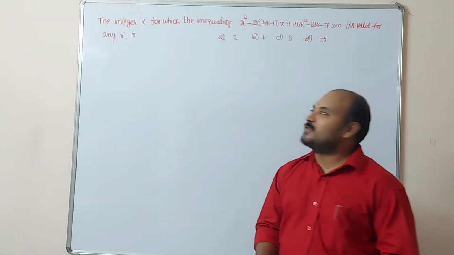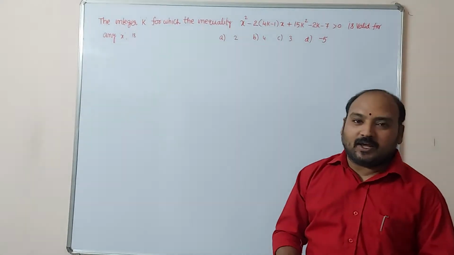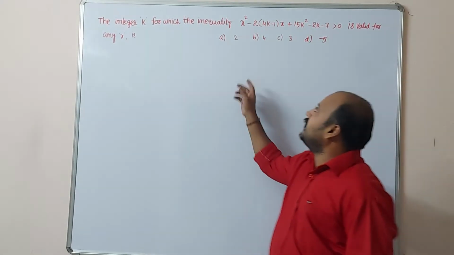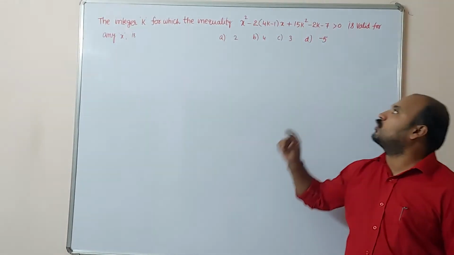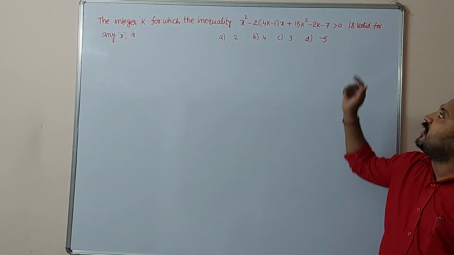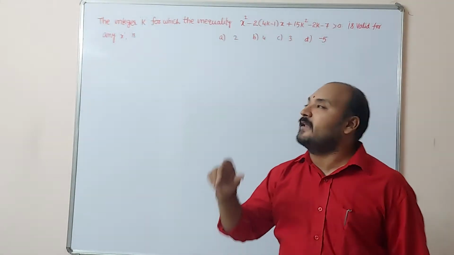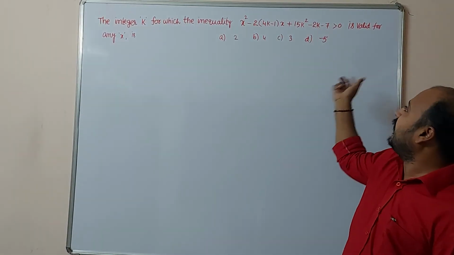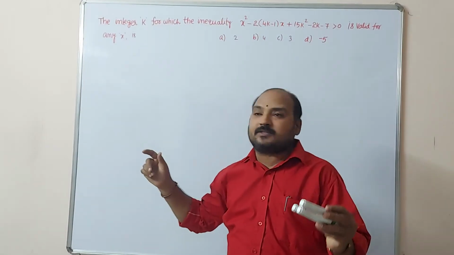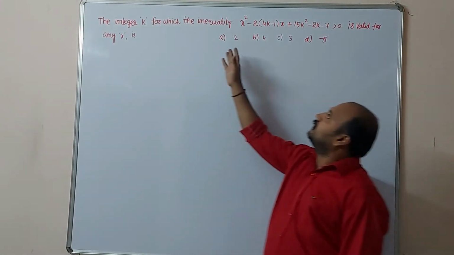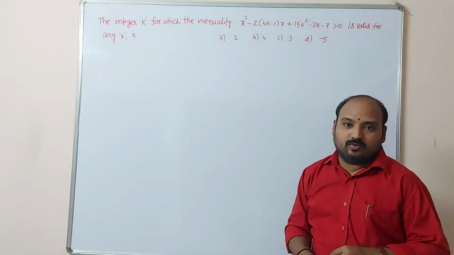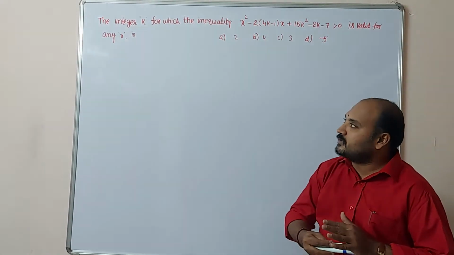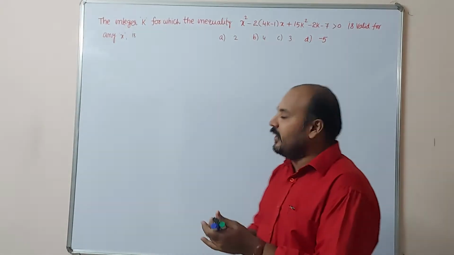The next question, dear students. The integer k for which the inequality x square minus 2 into 4k minus 1 into x plus 15k squared minus 2k minus 7 is greater than 0 is valid for any x is, these are the options 2, 4, 3 and minus 5. These are the options. Here observe carefully, dear students.